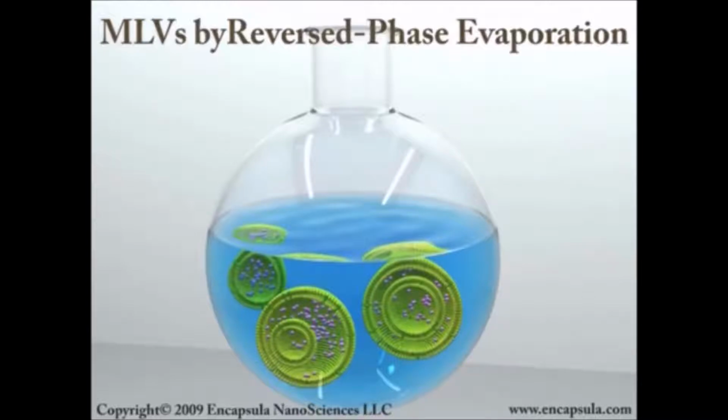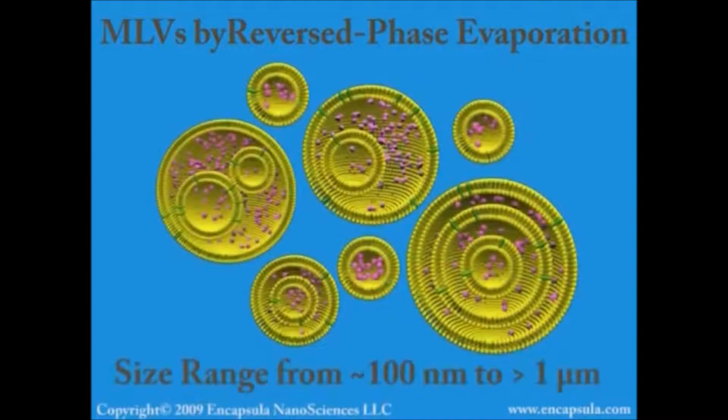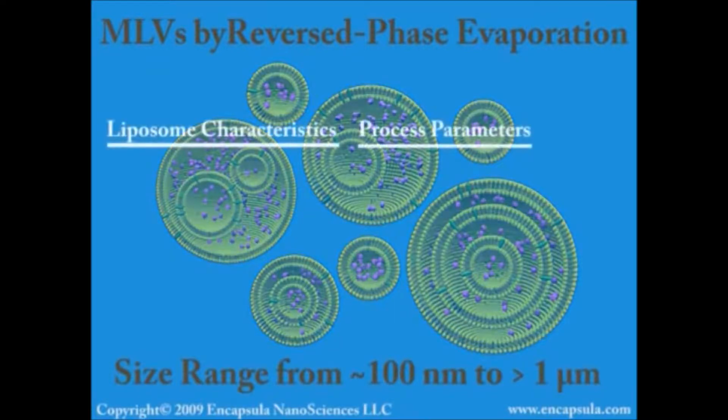Again, the temperature of the aqueous phase must be above the phase transition temperature of the lipids in order for liposomes to form. Unlike MLVs produced from a thin film, liposomes produced by reversed phase evaporation usually have one up to a few bilayers per liposome. Like freeze-thawed liposomes, these liposomes can be multivesicular.